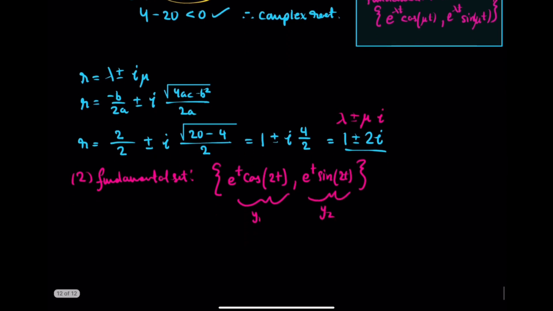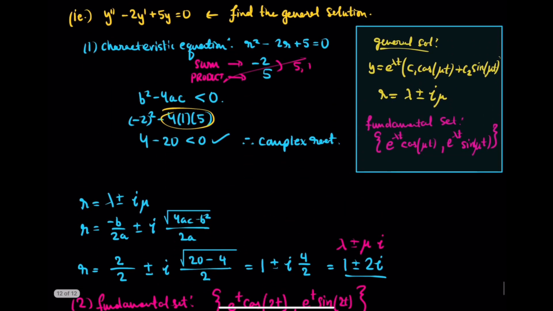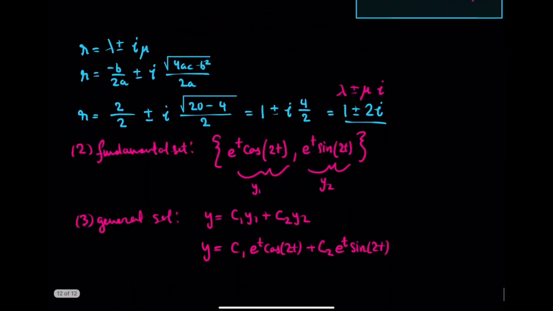And then you have to form the general solution. The general solution is y equals c1 y1 plus c2 y2. So y equals c1 e to the t cosine 2t plus c2 e to the t sine 2t. Okay, that's your general solution. And there you go, that's the answer. I was looking for an initial value problem, but that's all you got. So there you go. This is it.